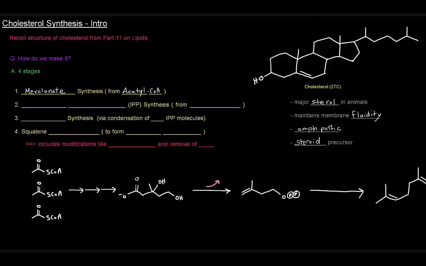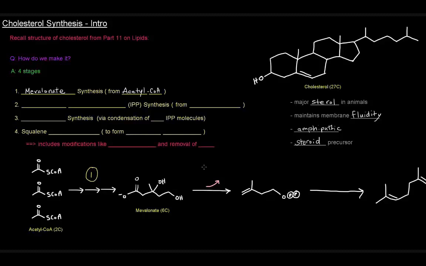So here we're starting off with 3 acetyl-CoAs. Each one is 2 carbons long, and we're going to take them and combine them together to make this molecule here, which is mevalonate, which is 6 carbons long. So all 3 of these 2 carbon molecules will come together to make mevalonate. Now once we have mevalonate, the next stage, I'll jot this down here, this is stage 1.